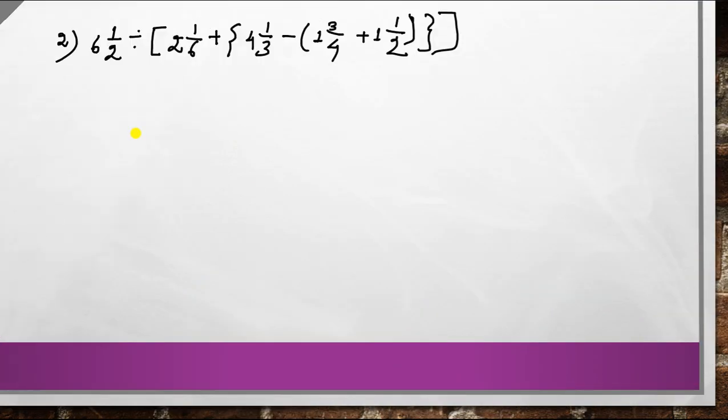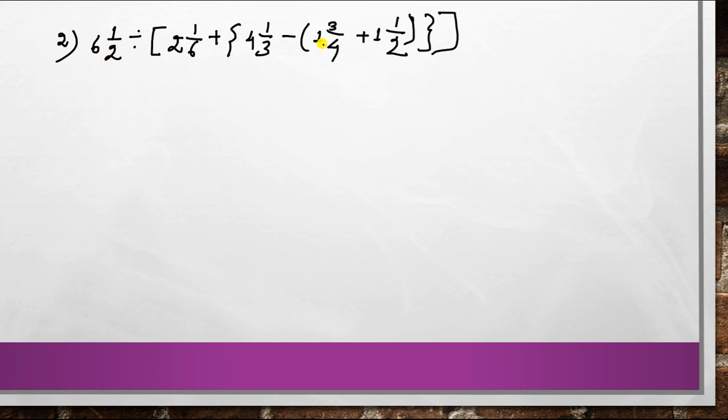Now let us solve the next equation. That is, a mixed fraction is given: 6 1 by 2 divided by 2 1 by 6 plus 4 1 by 3 minus 1 3 by 4 plus 1 1 by 2. Okay, here brackets are given, and multiplication, division and all these signs are given, and mixed fractions are also given. So we need to solve like this. In these cases, what will we do? Let us see.